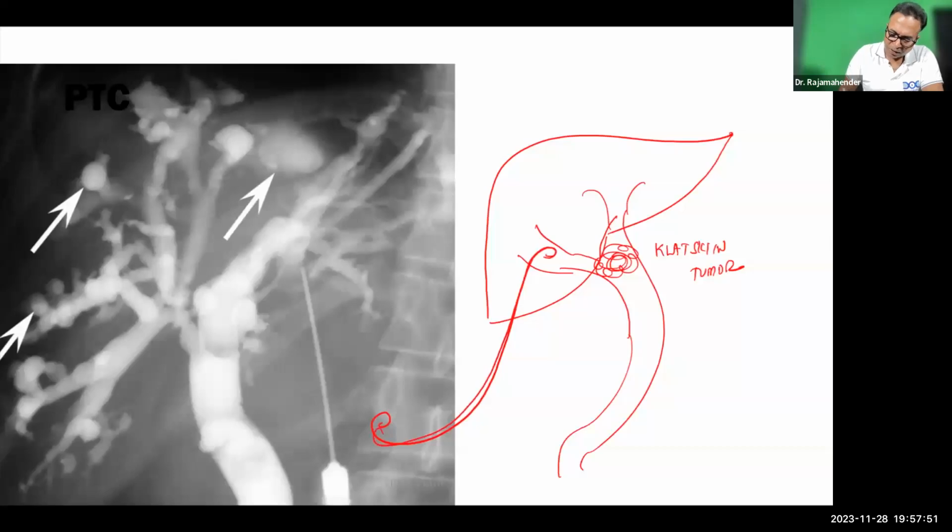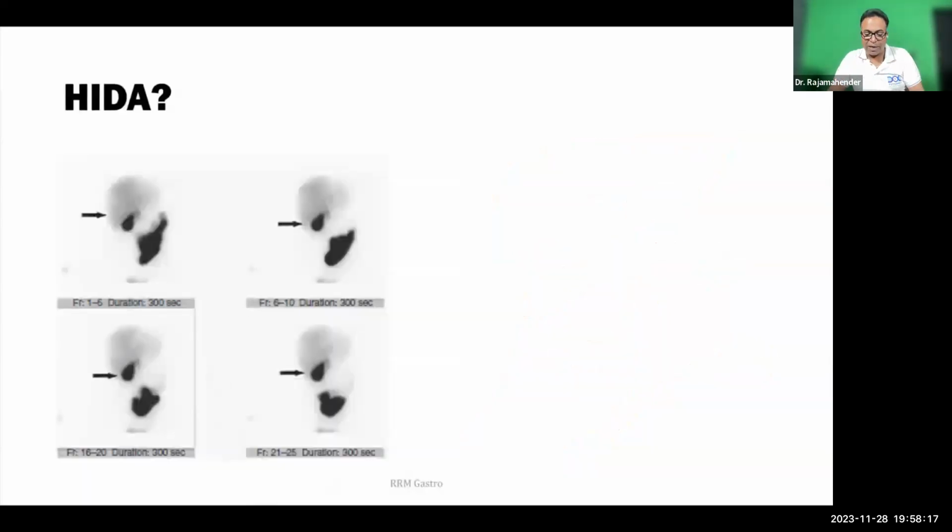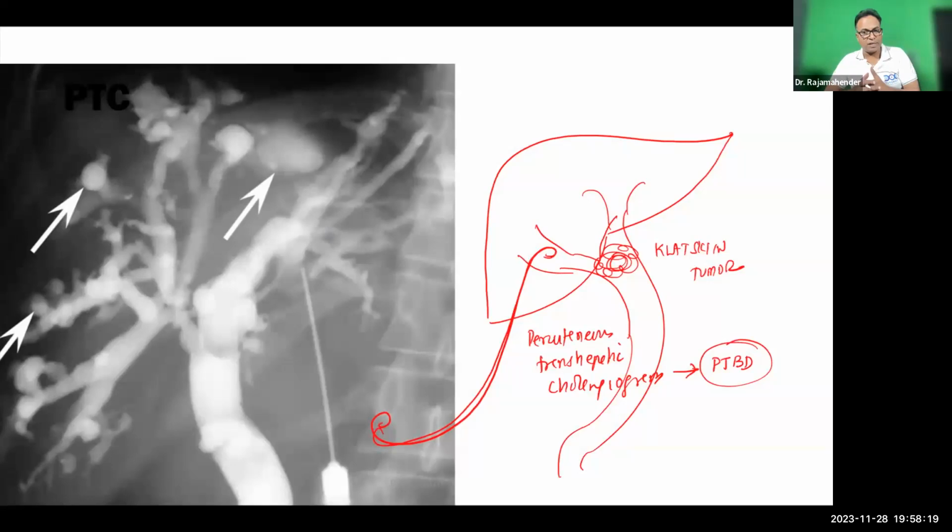This is known as percutaneous. This image shown here is a percutaneous transhepatic cholangiogram, which will lead to percutaneous transhepatic biliary drainage. I can drain the bile. PTBD, percutaneous transhepatic biliary drainage, can be done for that patient.